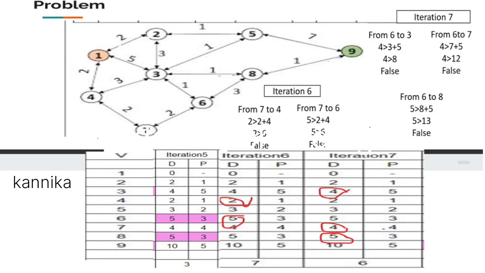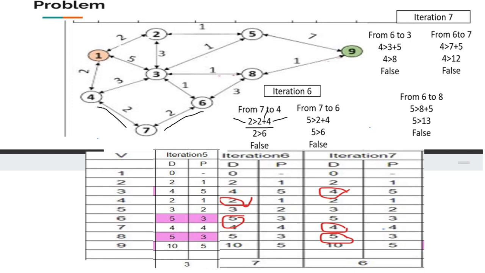Before going to iteration 6, we just need to see the smallest value in iteration 5. The smallest value is 4, which belongs to node 7. From 7, it goes to both 4 and 6. From 7 to 4, the distance is 2. The value of 7 from the table is 4, and the value of 4 from the table is 2. The 2 should be greater than 2 plus 4, but here 2 is not greater than 6, so the condition becomes false.